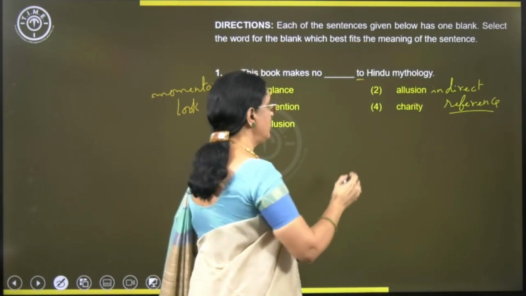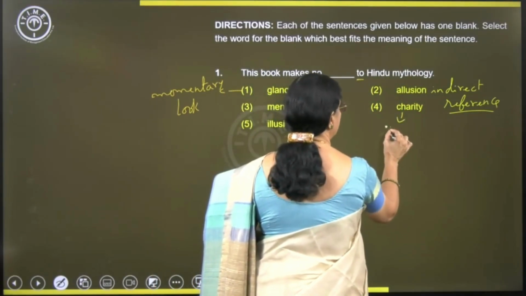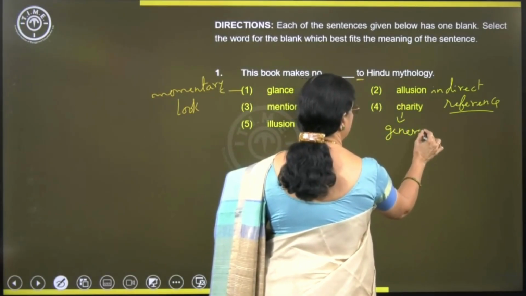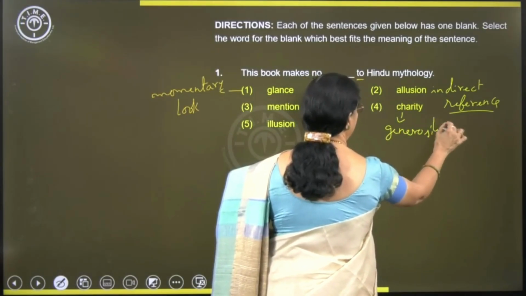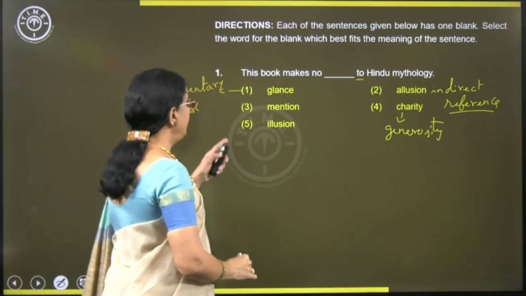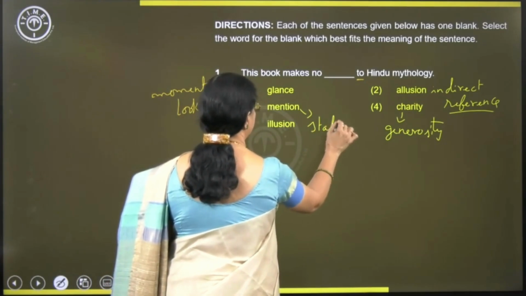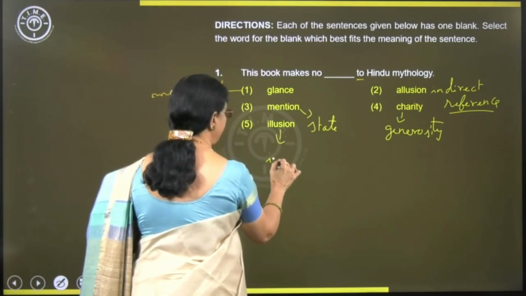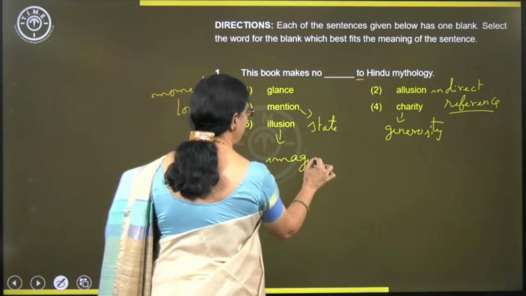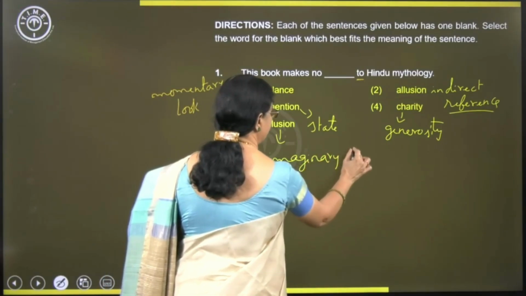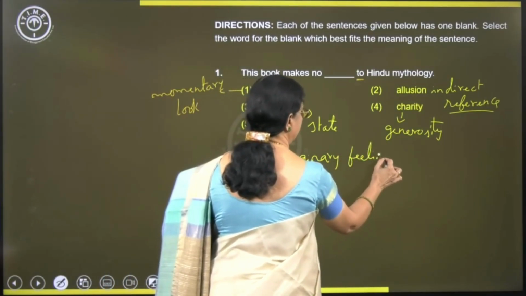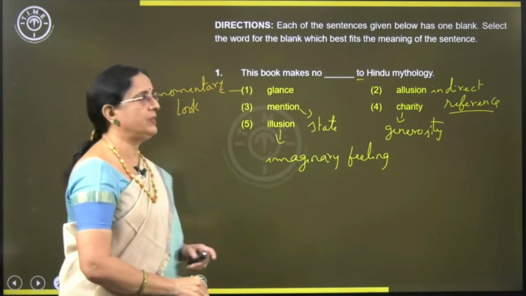But let's look at other choices also. What is charity? Generosity, helping the people in need. Mention, state something. Illusion is imaginary feeling. He lives in an illusion, you say.